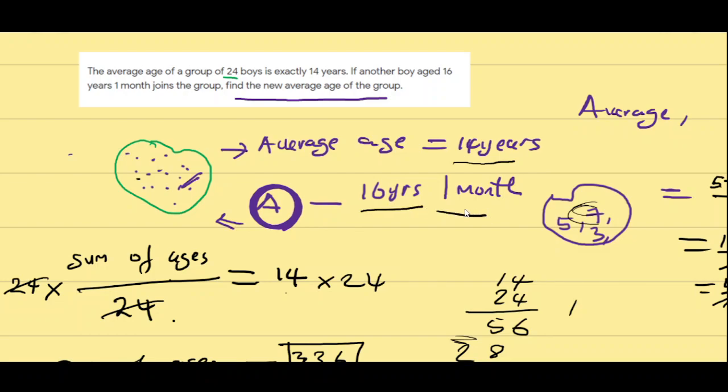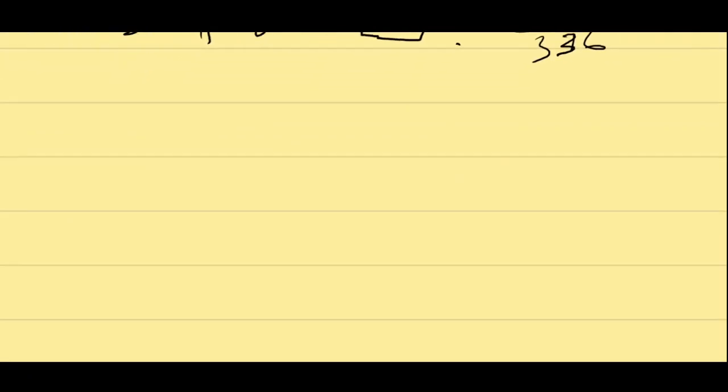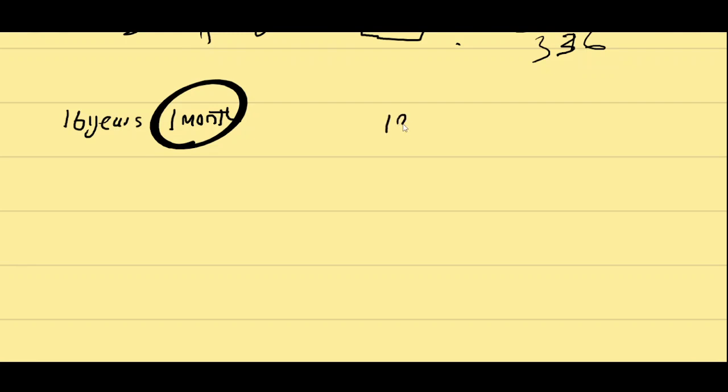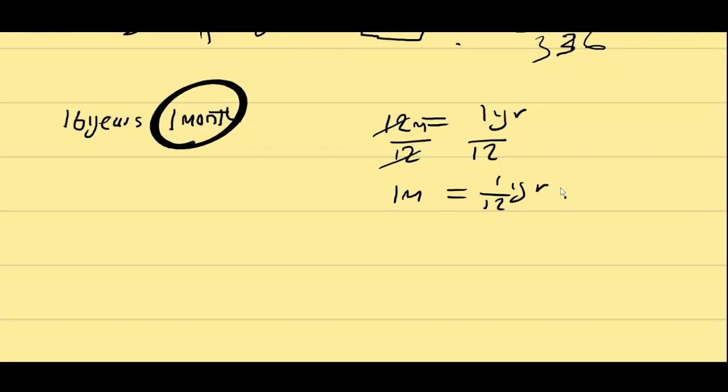Now let us find the new average age with this boy. To do that, we have to come back here and see. Since the boy is 16 years plus 1 month, but we don't want to work in months, so we convert this 1 month to years. 12 months is equal to 1 year. Divide both sides by 12 and cancel out 12. 1 month is equal to 1 over 12 years.